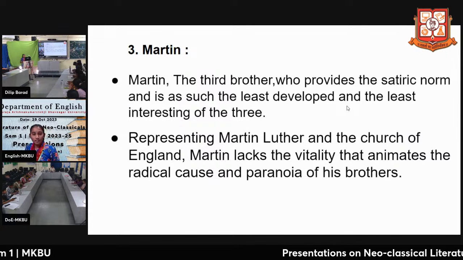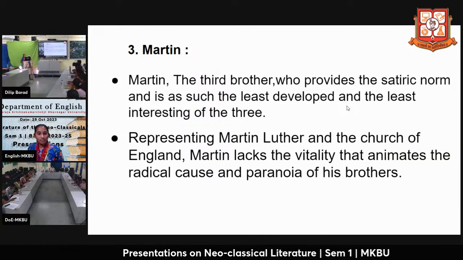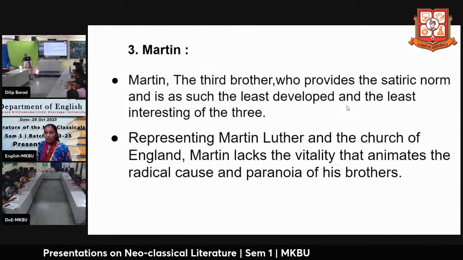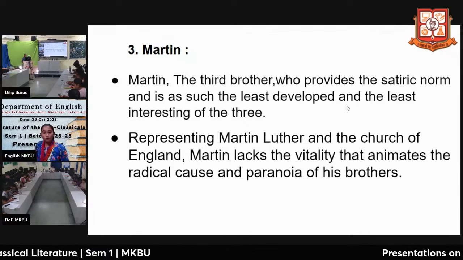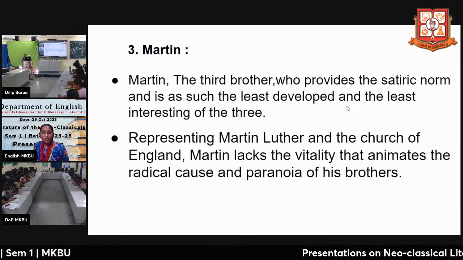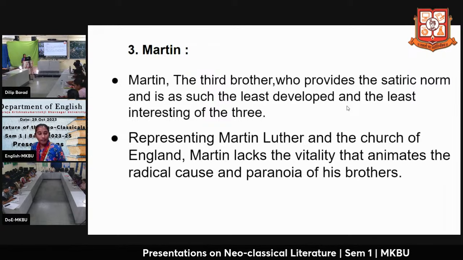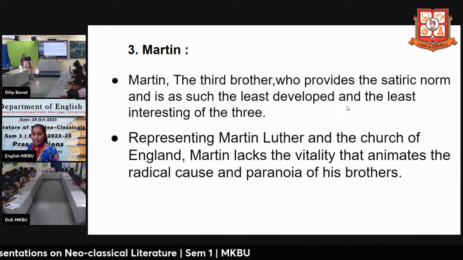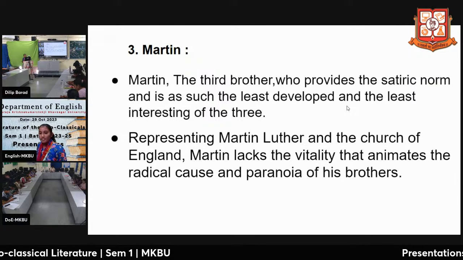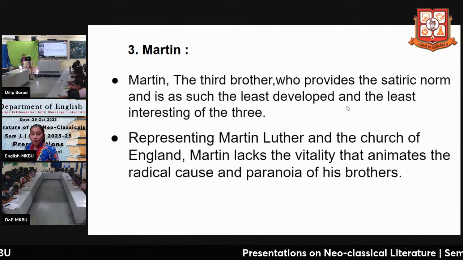Martin, the third brother, who provides the satiric norm and is as such the least developed and the least interesting of the three, represents Martin Luther and the Church of England. Martin lacks the vitality that animates the radical cause and marks his brothers.